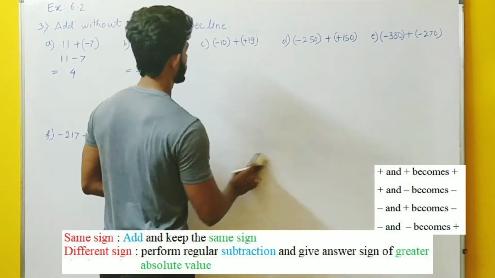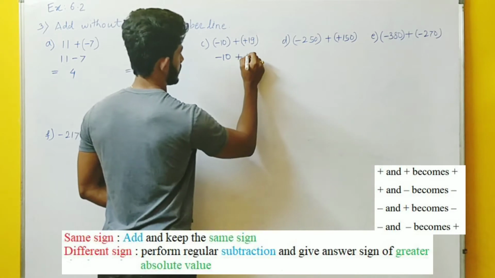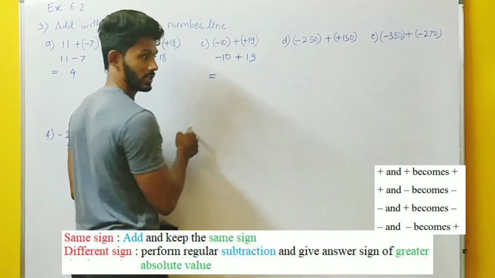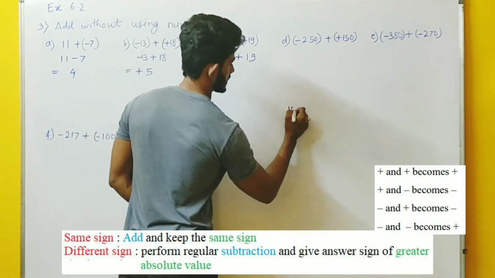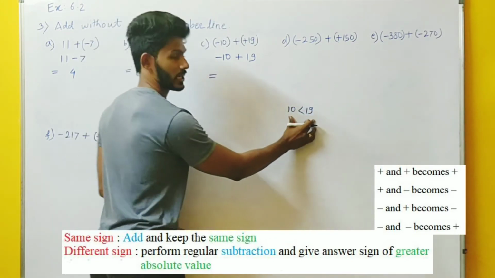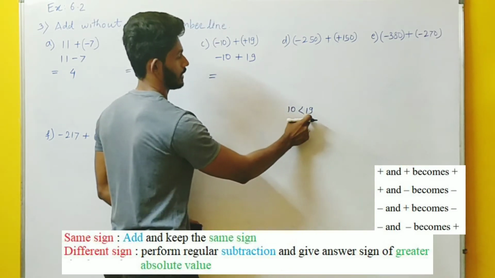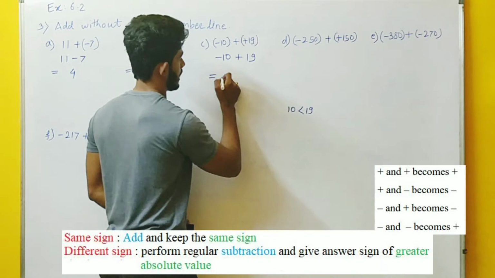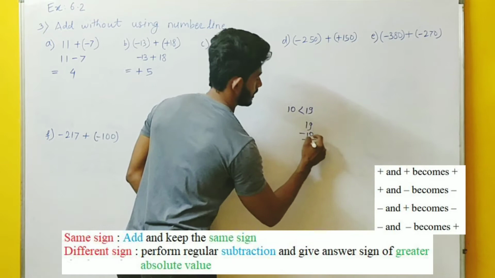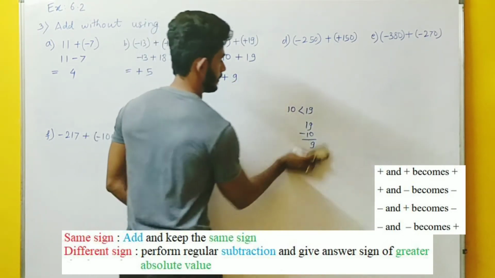Now next, minus 10 plus and plus will be plus 19. Again different sign, so we are going to subtract. But my answer will have sign of, this is 10 and this is 19. Now 10 is less than 19. We avoid the sign and check which number is greater or smaller. So 10 is smaller, 19 is greater and 19 is having positive sign. So my answer will have positive sign. Now subtraction, that is 19 minus 10. 19 minus 10 will be 9. So my answer will be positive 9.